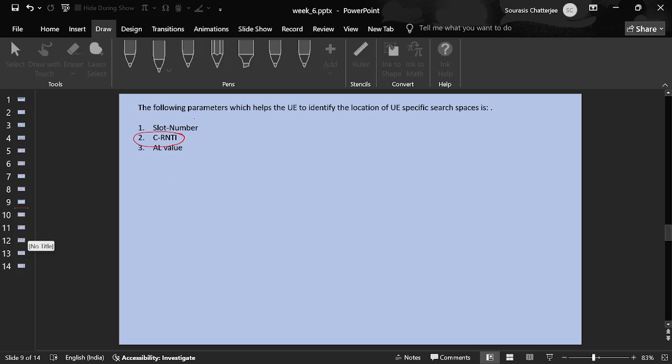Second, it asks basically about what parameters help the user to identify the location of the user specific search space. Intuitively you can see that for a user specific search space, something that is user specific can only have. And what is user specific? You can see here, that is the C-RNTI, that is unique for each user. So that is explicitly used by the gNode B to provide the information of user specific search space.